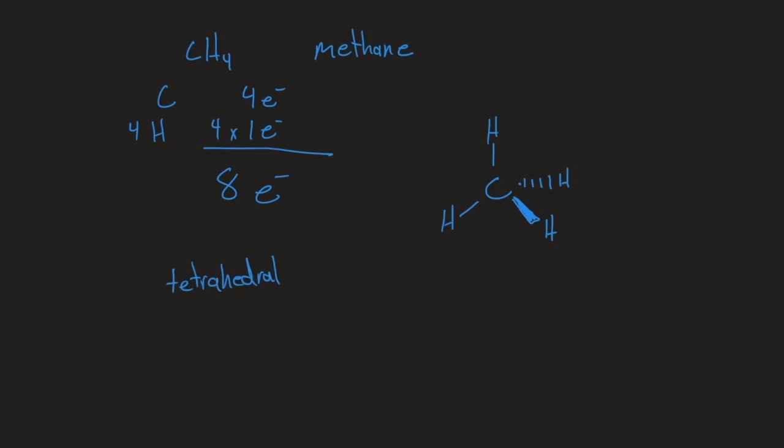Remember, each bond accounts for 2 electrons. So I have 4 bonds, that's 8 total electrons. And so I've used all my electrons. Each hydrogen has 1 bond, so that's 2 electrons each for hydrogen, which is good. And the carbon has 4 bonds, which is 8 electrons completing its octet. And so that Lewis structure for methane is complete.